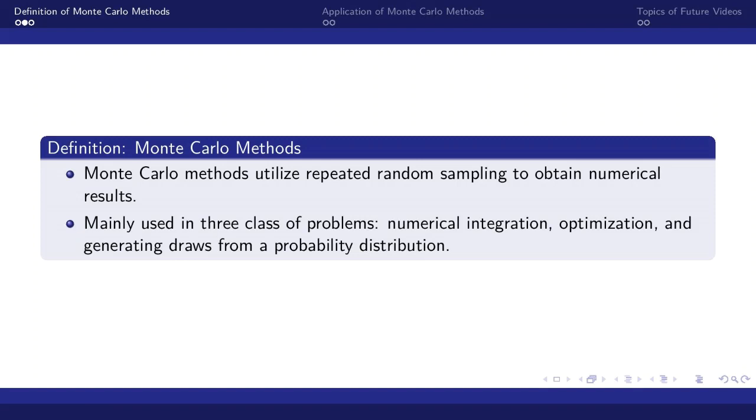Monte Carlo methods utilize repeated random sampling to obtain numerical results. They are mainly used in three classes of problems: numerical integration, optimization, and generating draws from a probability distribution.